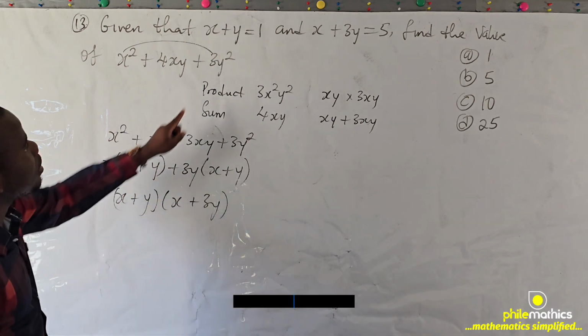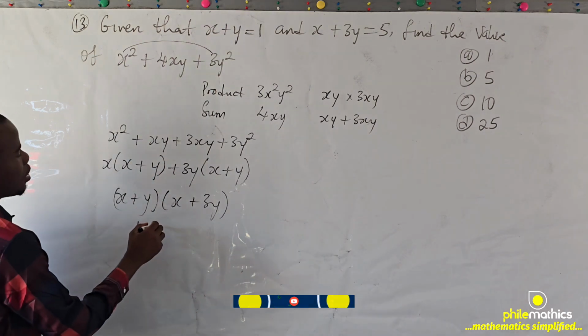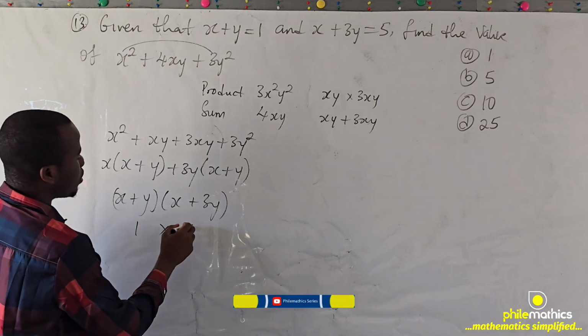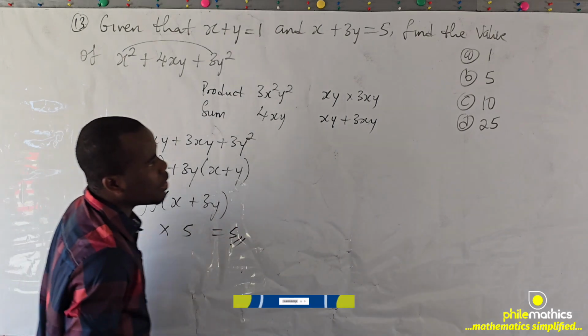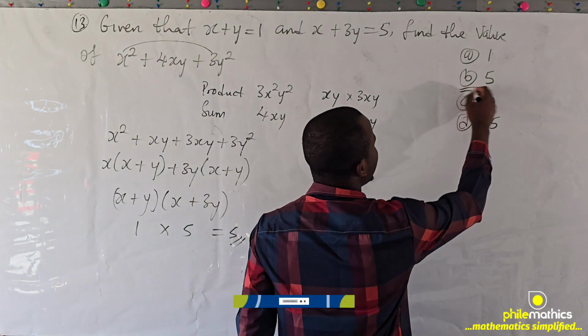Now we are told that x plus y is 1 and x plus 3y is 5. And 1 times 5 is simply 5. So that our correct option is B.